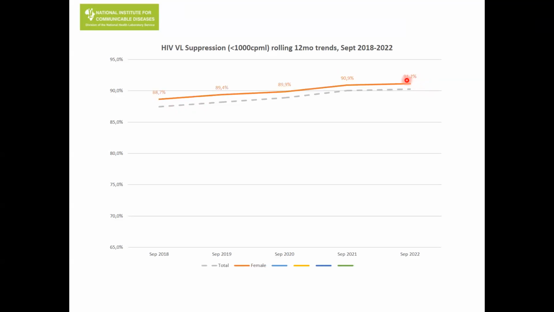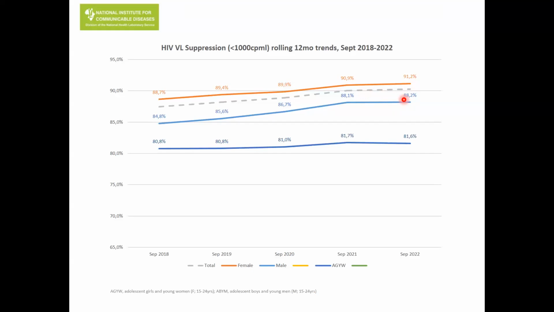But this is where female patients sit in terms of suppression rates. They obviously are better suppressed than average, with around 91% of our female patients suppressed. This is where males sit, around 88%. Again, there has been improvement in both the females and males over the past 5 years, although they seem to be flatlining a little bit over the past 12 months.